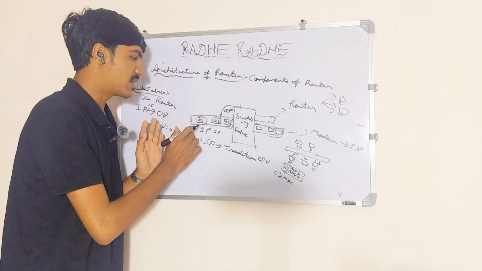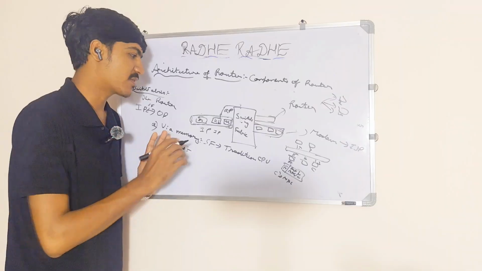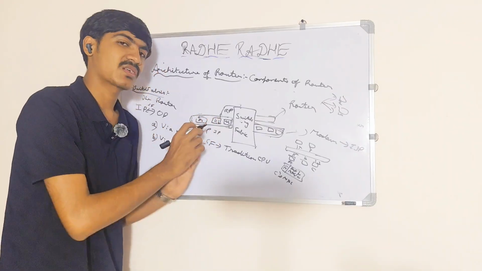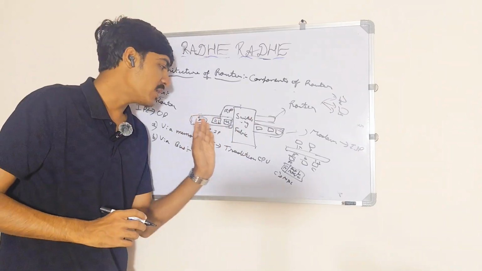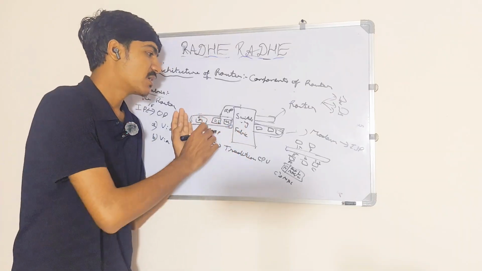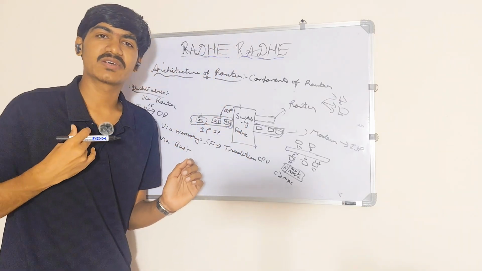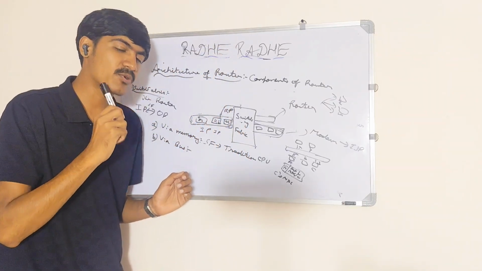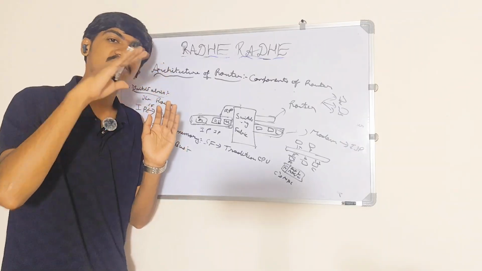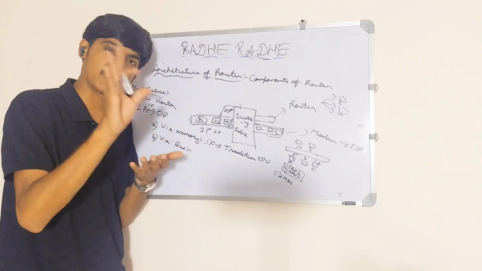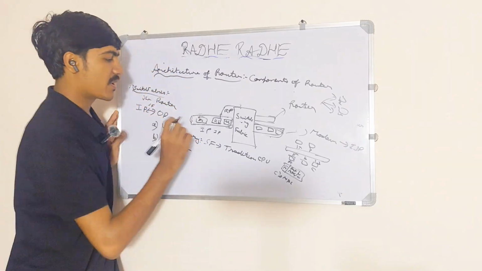In this way only, here also switching via bus happens, such that all input ports are connected to all output ports. Once an input port sends out the data, all output ports will receive it, but only the appropriate output port will accept the data. The rest of the output ports will reject the data. That's it. What basically happens?